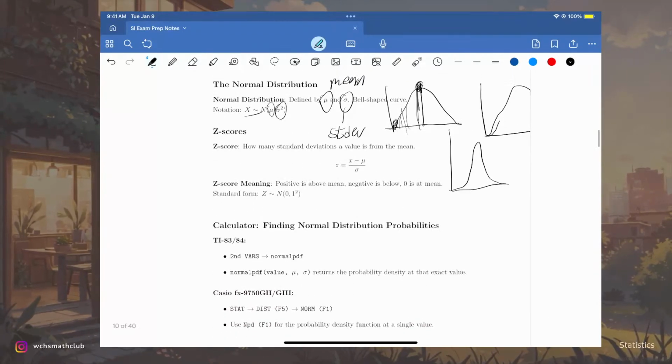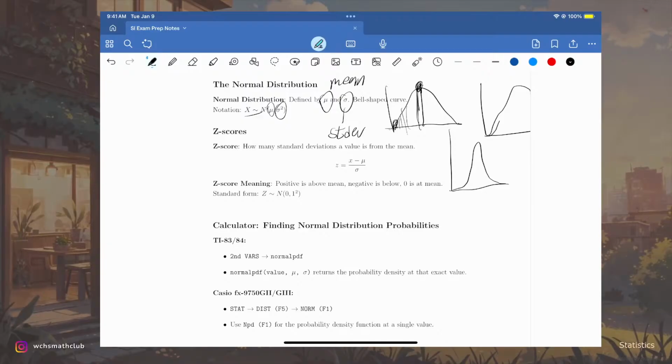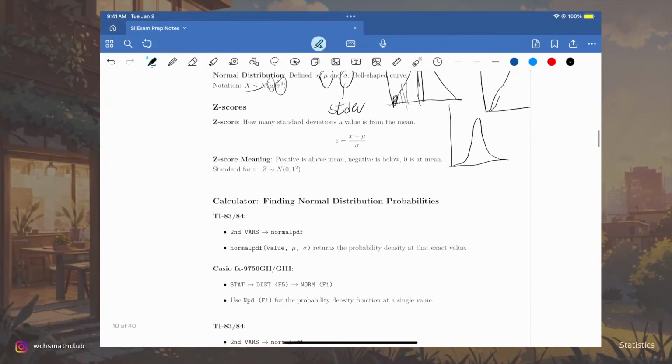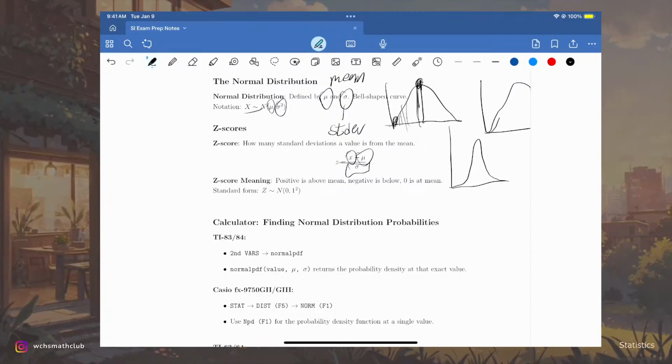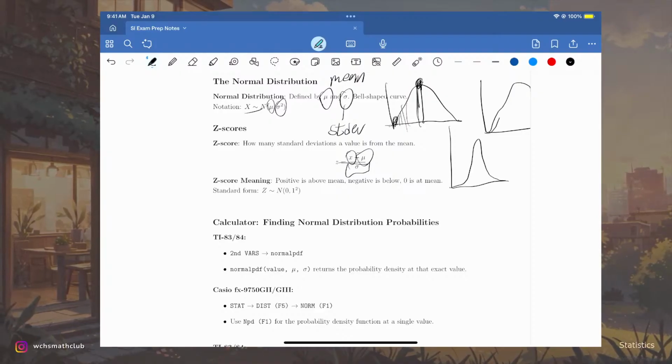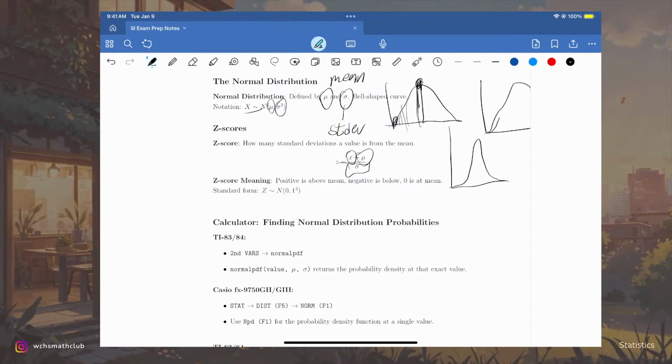And something to note is that a normal distribution defined by any mean and any standard deviation is pretty much a scaled version of the z curve. So how does this work? It's because the z-score is measuring how many standard deviations a value is from the mean. That's simply the value minus the mean, divided by the standard deviation. So if the z-score is positive, that means it's above the mean. If it's negative, it's below the mean. If it's at 0, it is at the mean.